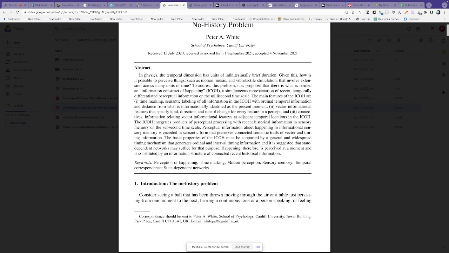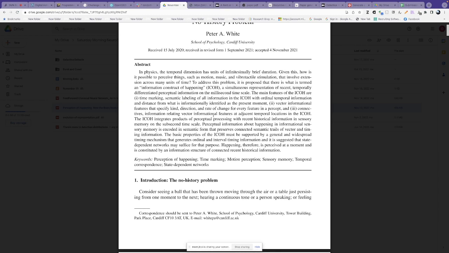Two, vector informational features that specify kind, direction, and rate of change for every feature in a percept. So that would be what kind of change, what direction is it, other different directions that you might have, and then rate of change. So you have to calculate rates and differentials. So these are things that all get sort of mushed into this representation. And then three, connectives, information relating vector informational features at an adjacent temporal location in the ICOH. So these are all vector representations, but they're also embedded in this larger construct of happening.